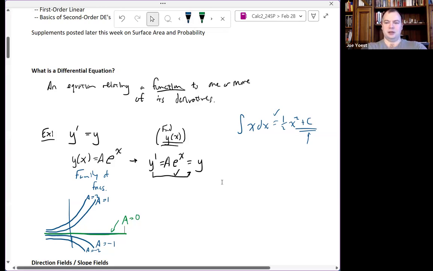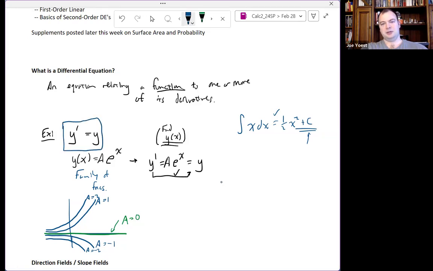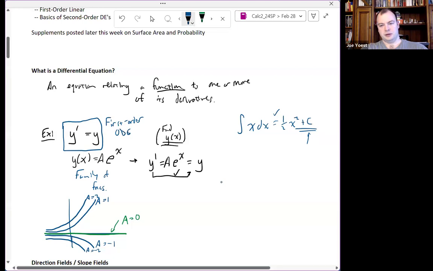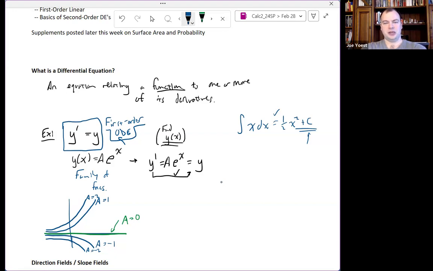Okay, so we have differential equations that look kind of like this. This equation we would call a first order ODE. First order ordinary differential equation, as opposed to a partial differential equation, which is a little more complicated version of a differential equation. We call it first order because the highest derivative we see is one derivative. So it's first order.